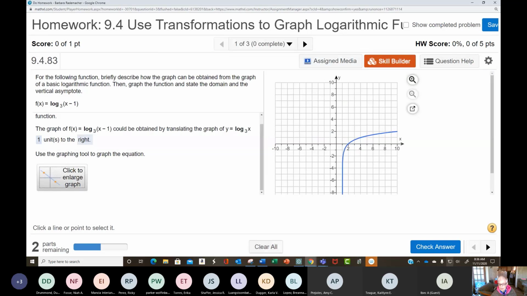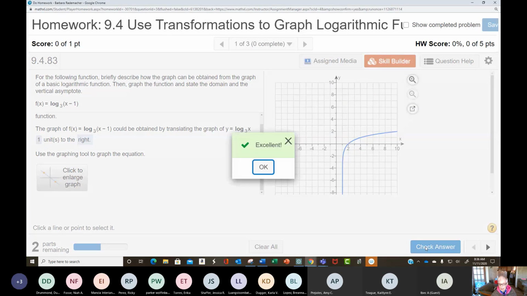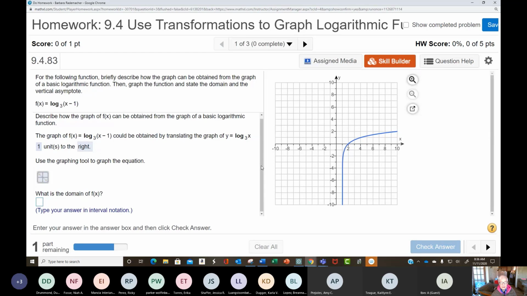Save. Check. Cool. All you had to know for this was that anything in parentheses with the x is going to be part of the argument, period, no matter how weird it looks.